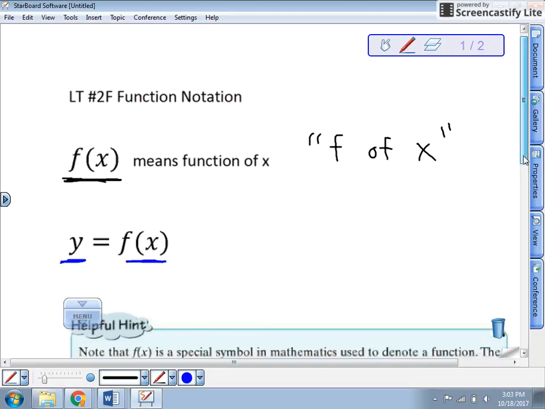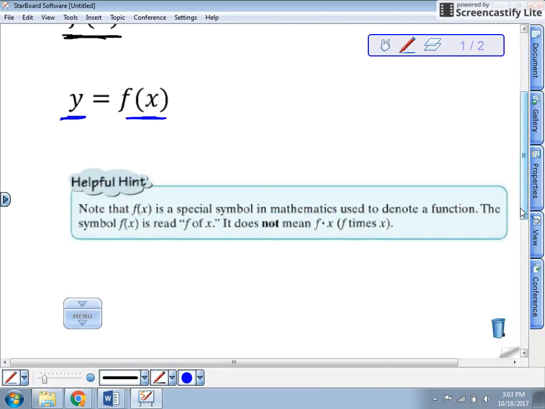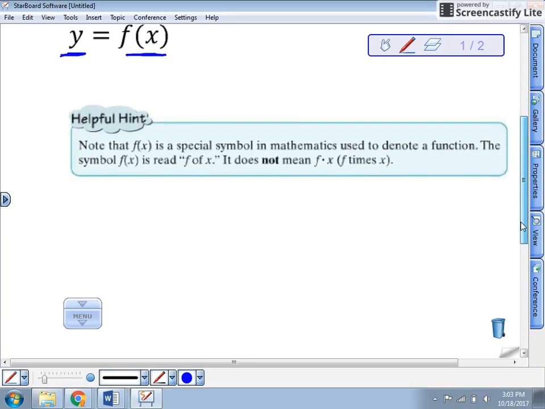So just a little hint here. Again, note that f of x is a special symbol used to denote a function. The symbol f of x is read f of x. It does not mean f times x. Some people do get confused there, so a little note on that. Let's take a look at some examples of how we're going to use it.